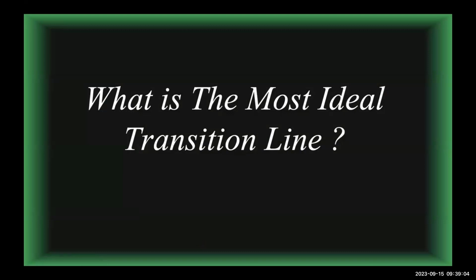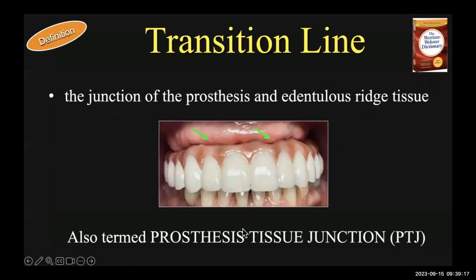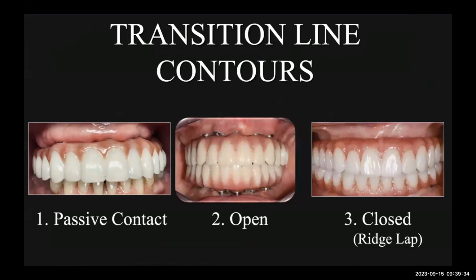Now, let's change and go into more of a full arch prosthesis. And let me tell you the latest on full arch prosthesis, because they are so popular anymore. So what is the most ideal transition line? Well, first of all, you have to know what the transition line is. That's the junction of the prosthesis and the edentulous ridge tissue. It's also in the literature termed prosthesis tissue junction. But this transition line has a lot of importance to the development of peri-implant disease.